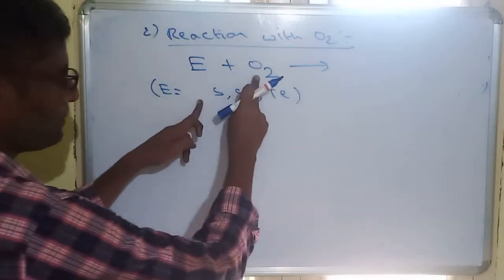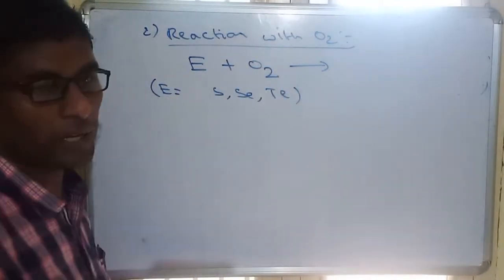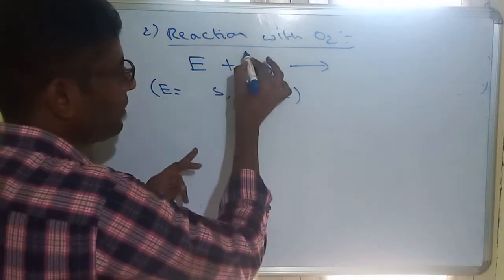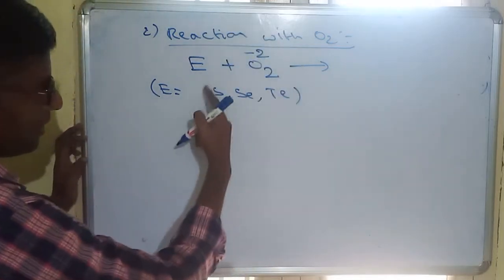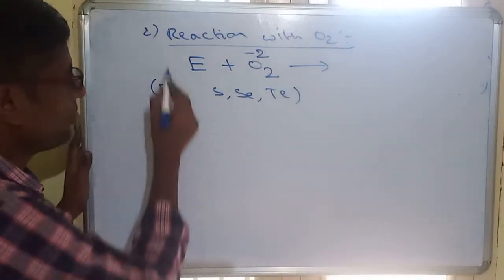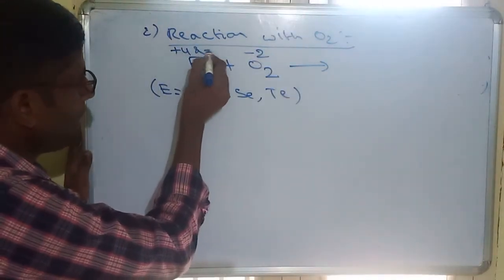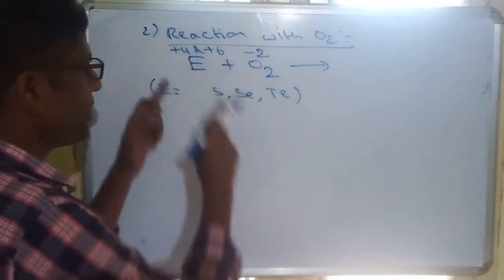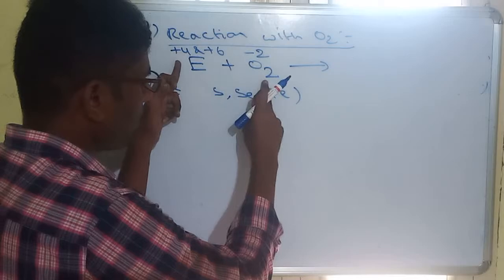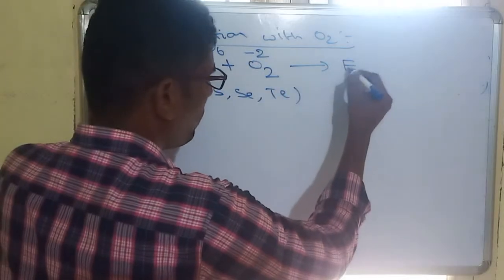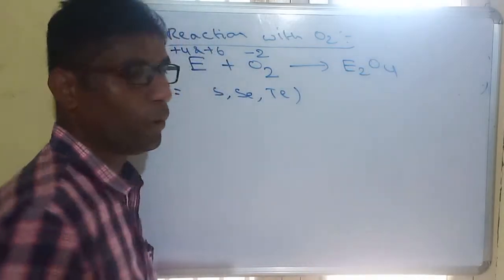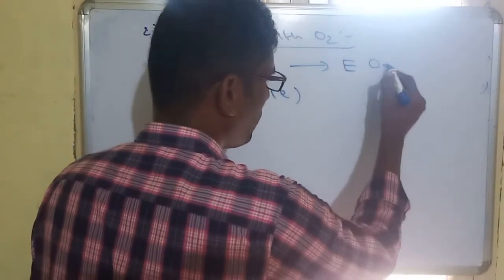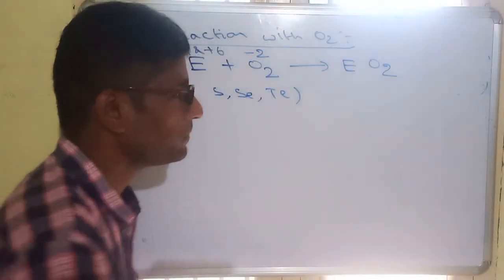Among these two, oxygen is more electronegative, so it will show -2. The remaining E will be less electronegative, and it will show +4 and +6. So these are the common oxidation states. Whenever it is showing +4, 4 will come here, 2 will come here. The formula will be E2O4, which we can write as EO2 as an empirical formula.